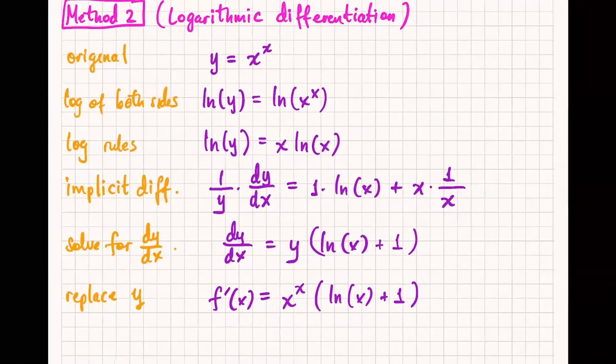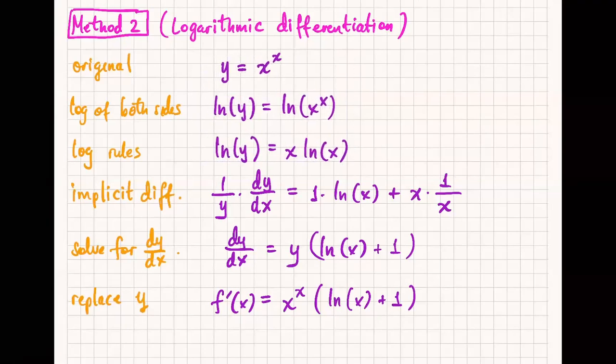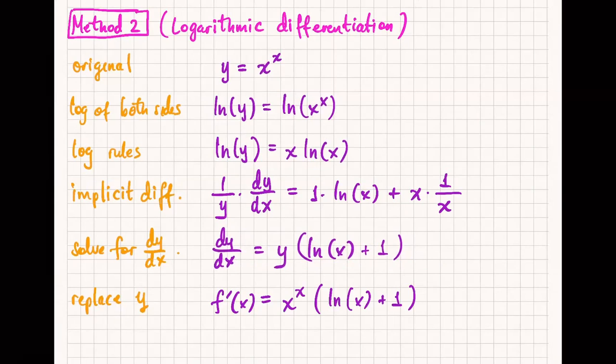Okay, any questions about that method? So that is called logarithmic differentiation. Notice it's called that because you take the ln of both sides to start with, and then you use implicit differentiation. Questions about any part of that?